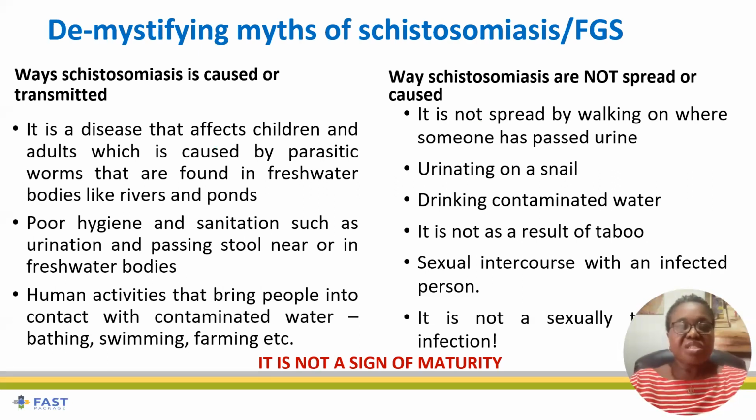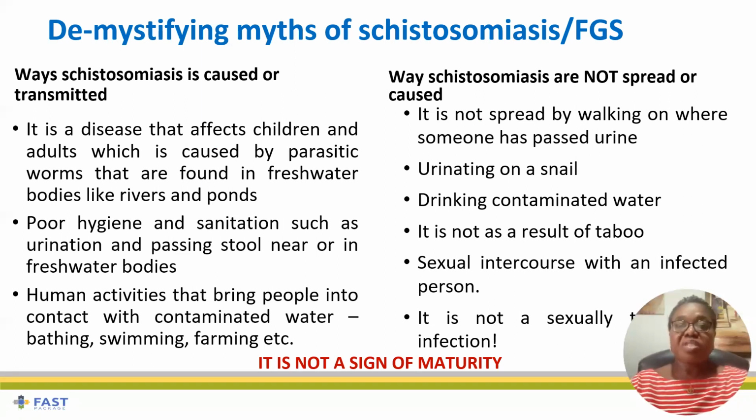It's a disease that affects children and adults and is caused by a parasitic worm that is found in freshwater bodies like rivers and ponds. It is due to poor hygiene and sanitation, such as urination and passing stool near or in freshwater bodies, and I talked about that earlier. And it's due to human activities that bring people into contact with contaminated water. For example, bathing, swimming, farming, and more recently we've discovered that even things like water baptism for Christians could be a risk factor for schistosomiasis and female genital schistosomiasis.